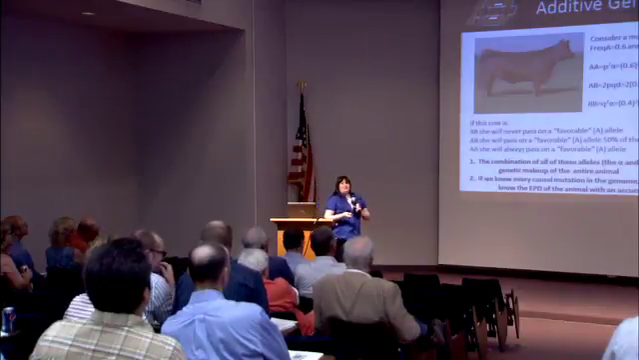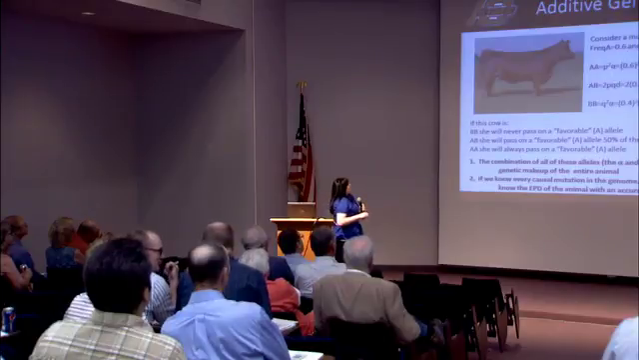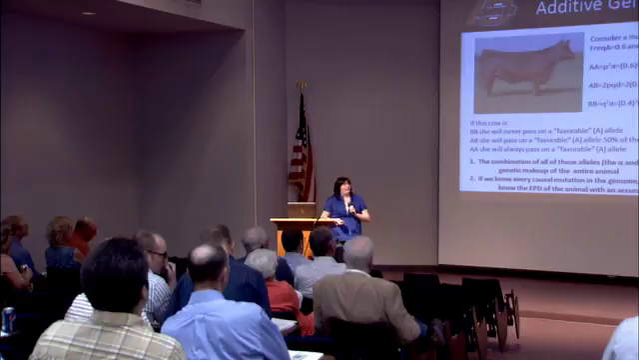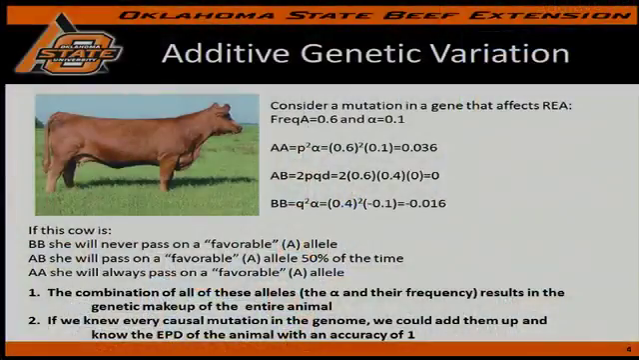So if we consider additive genetic variation from a genomics context, let's say we have a mutation in a gene which we know affects ribeye area. So depending on the animal's genotype and the allele frequency and the effect of that mutation, these would be the contributions to the animal's genotype. So take-home message, if the animal is BB, she never passes on a favorable A allele. If she's AB, she passes it on 50% of the time. And if she's AA, she always passes on that favorable allele.